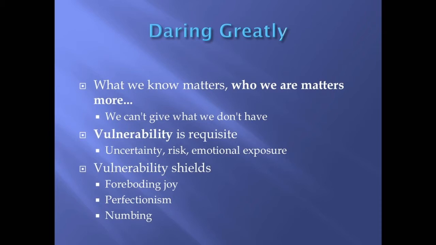So unfortunately, when you grow up in a culture that doesn't value vulnerability, we learn to hide it. And how do we hide it? What are our vulnerability shields? Well, Brené Brown says they're foreboding joy, perfectionism, and numbing. So what does that mean? So foreboding joy, I love this.